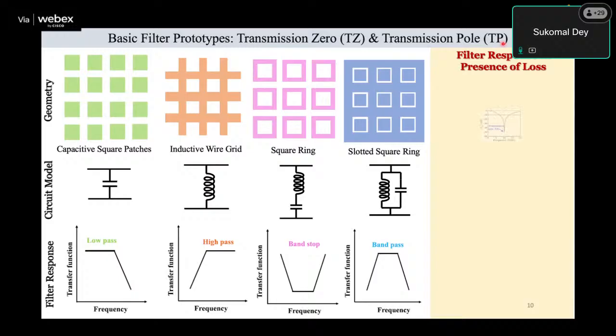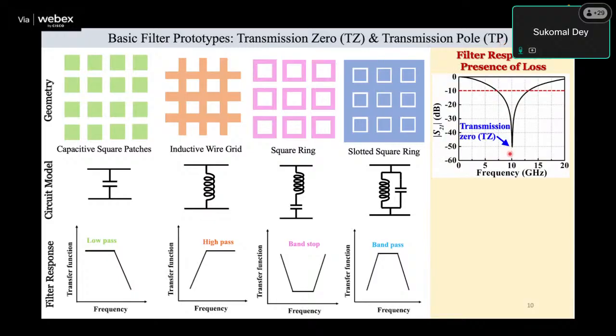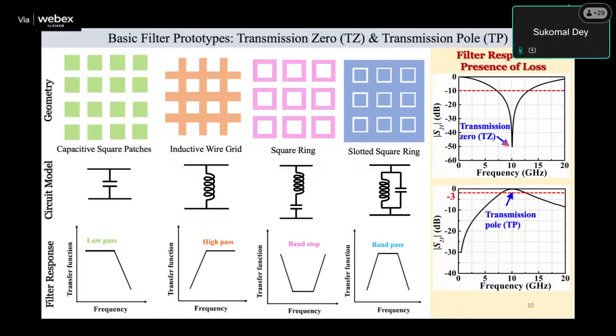Now the question is, what is a transmission zero? If you look at the S21 response and you get a sharp dip, that dip point, say at 10 gigahertz, is called the transmission zero. What is then a transmission pole? You have to look at the upside: this peak is called the transmission pole.